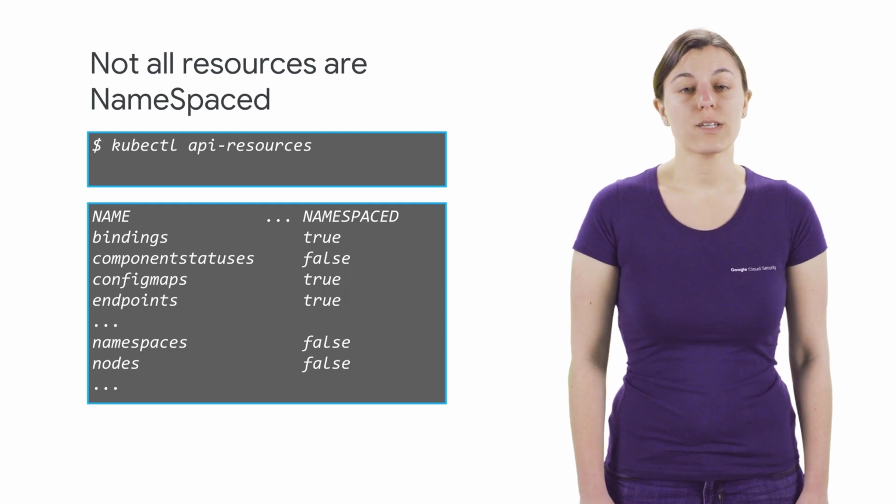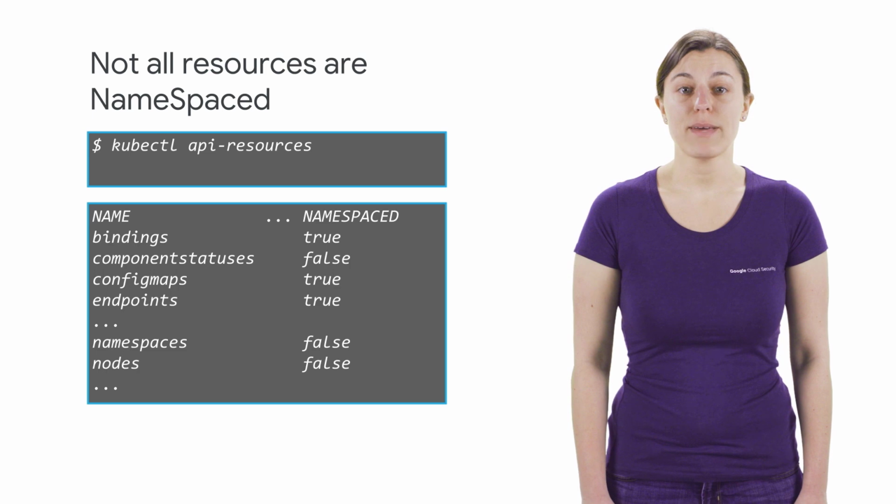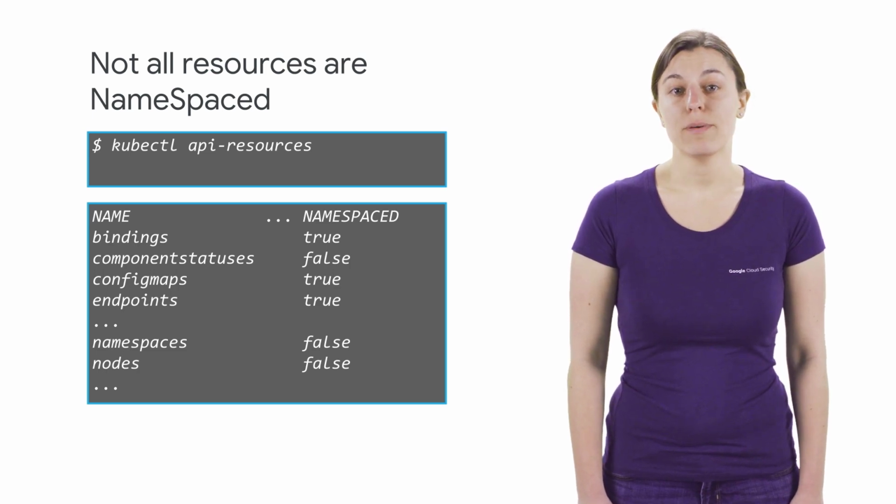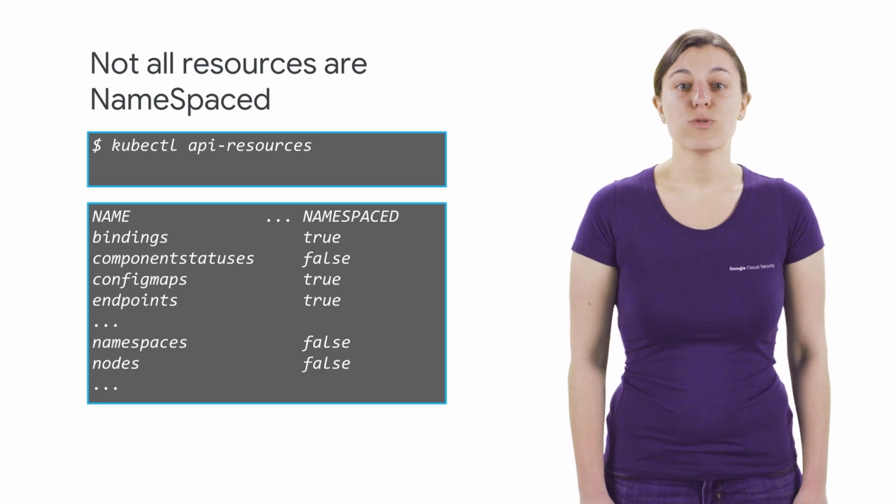When you create roles and cluster roles, you should take into account whether a resource is associated with a namespace or defined at the cluster level. You can use the kubectl api-resources command to list which resources are namespaced and which are not. Typically, cluster-level resources should be managed with cluster roles, and namespaced resources should be managed using roles. However, if you need to define RBAC permissions across multiple namespaces, then you'll need to use a cluster role.